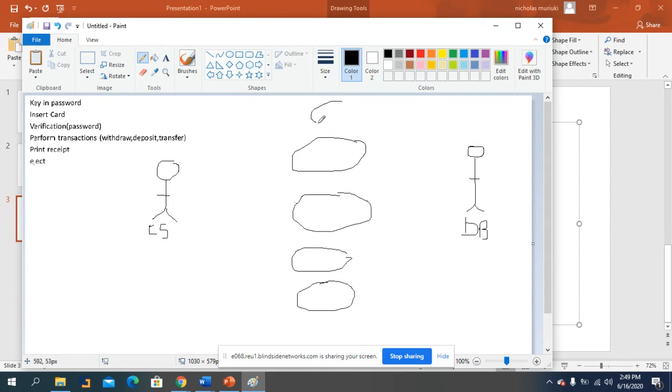Maybe we can have another one here. This one is key in password. The next one is insert card. The next one is verification. Then the next one is perform transactions. Then we have print receipts. Then we have another one that we are calling eject.